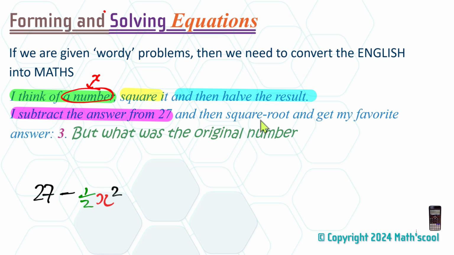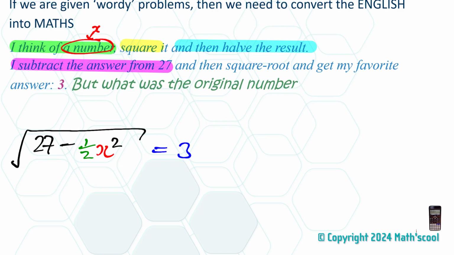Then I square root it. And I get my favourite answer, 3. And so now it's equal to 3. But what was the original number? Well, we formed the equation, so now we can just solve it.